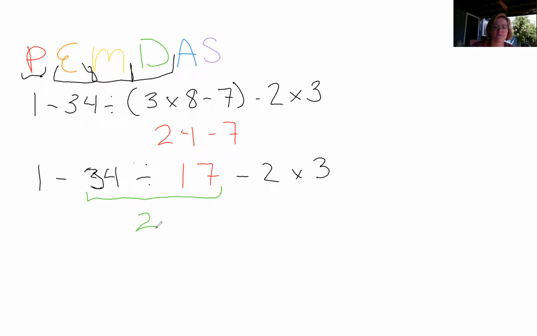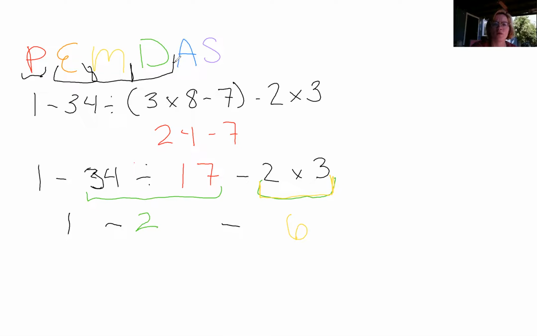And now I'm going to continue going. I also have this multiplication, 2 times 3. I should have changed colors for that. Our multiplication is yellow here, I'm sorry. So I'm going to do 2 times 3, and it's going to give me 6. Now I'm going to change back to my black, and we are going to bring everything down that did not get used. So 1 minus 2 minus 6.